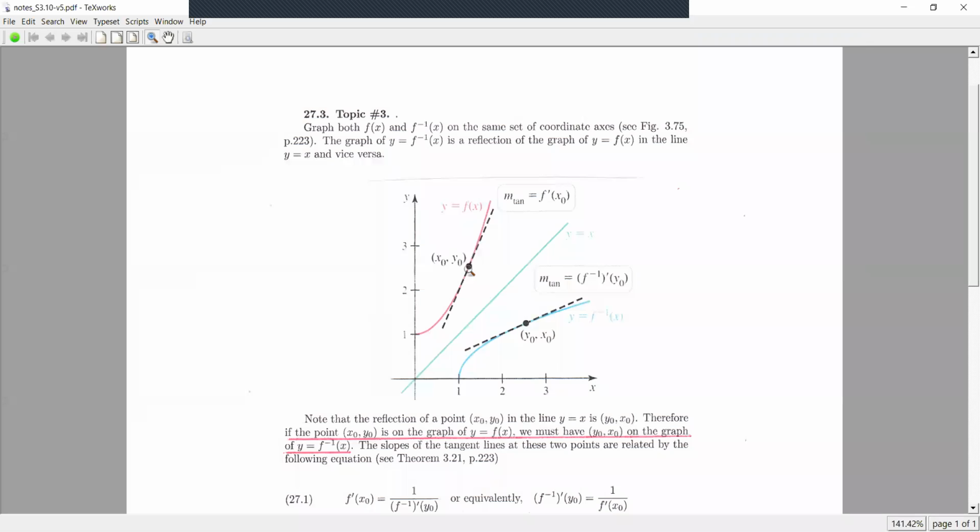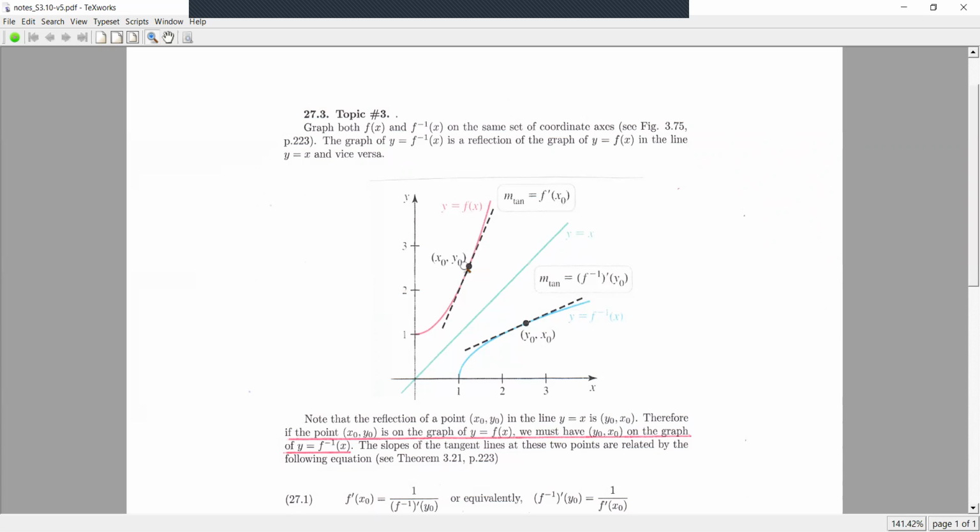Now, pick a point, say (x0, y0), on the graph of function f. And at the point, draw a tangent line. Then the slope of the tangent line is the derivative of this function evaluated at the x coordinate of this point. Namely, the slope is f prime of x0.